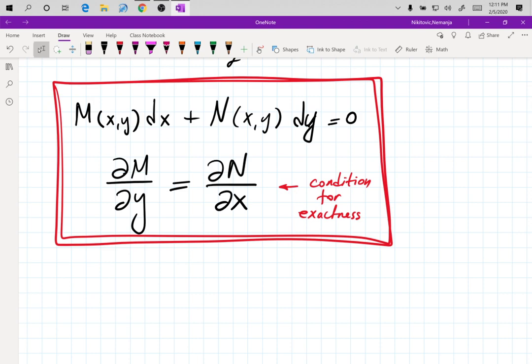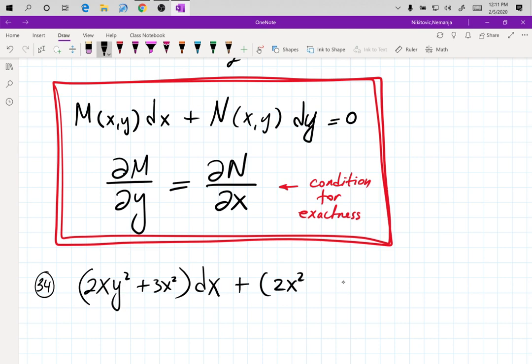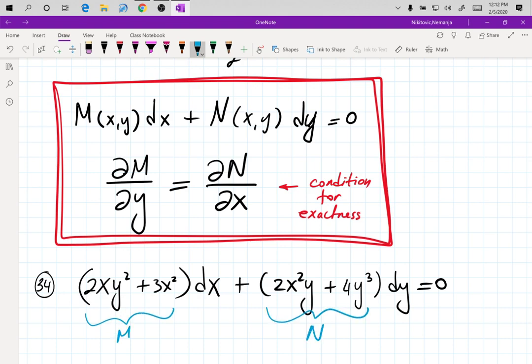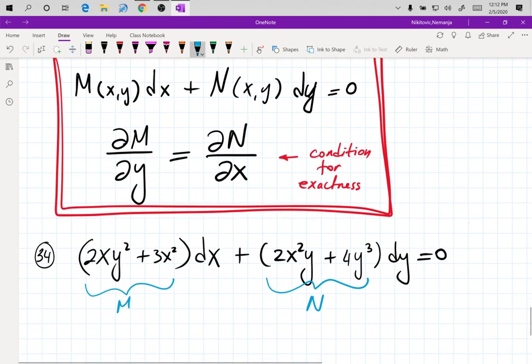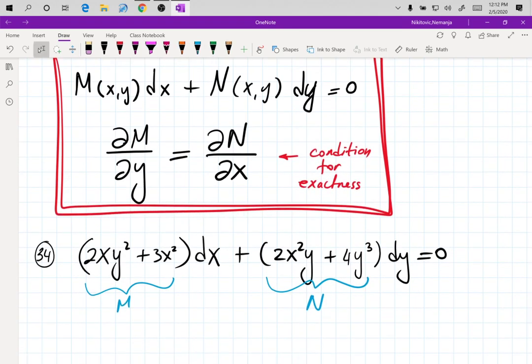Let's find something that is not going to trigger you. Number 34: (2xy squared plus 3x squared) dx plus (2x squared y plus 4y cubed) dy equals 0. I hope you see your M and your N. Are we all green there? Good.